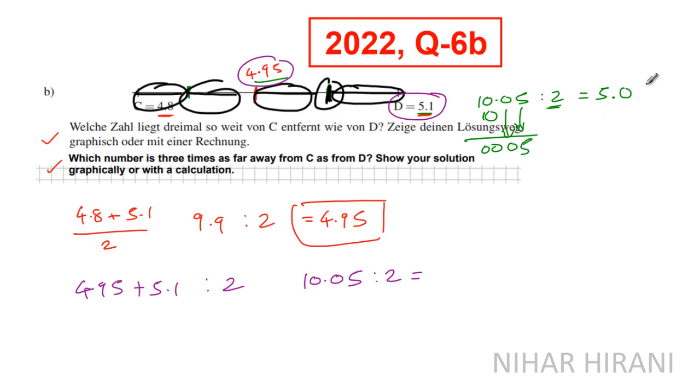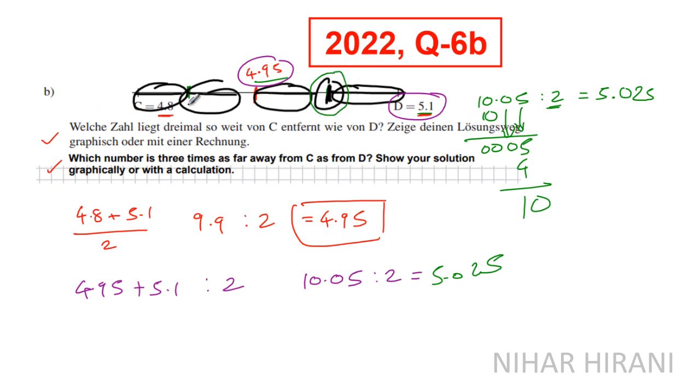Now 2 times 2, 4. 1. Now I can get complementary 0. Once I put the decimal point, I can get complementary 0. 2 times 5, 10. So 5.025, and that is 3 times far from C than D.